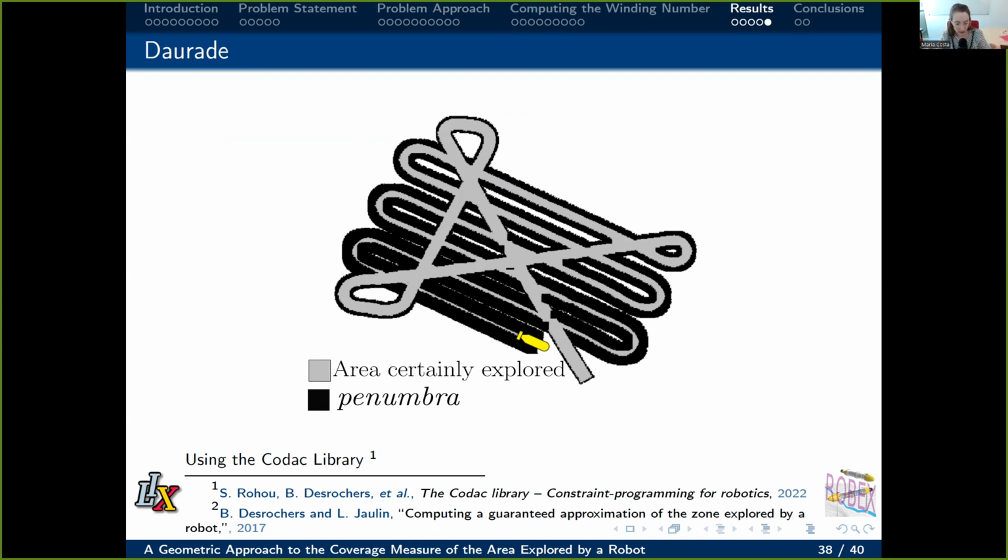At this moment, we are going to need to use exteroceptive data that comes from the sonar in order to reduce the error in the estimation of the robot's position, and therefore to reduce the penumbra and to increase the certainty that we have in the area that was explored. So again, this is something that we are going to be doing in some future work. It's only so you could have an idea.